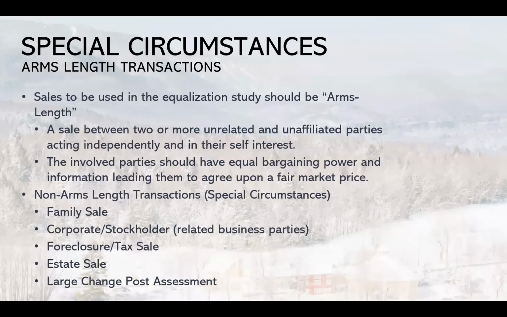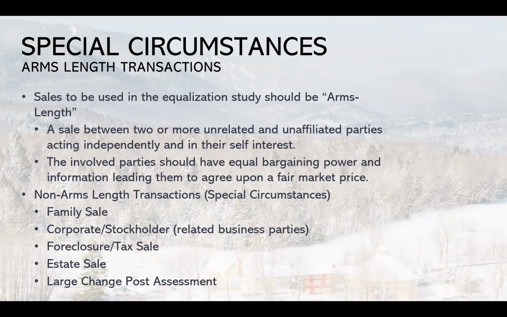So just a little bit about special circumstances. One of your primary jobs as you're validating these sales is to determine if the sale is an arm's length transaction. When we say arm's length, we mean a sale between two or more unrelated and unaffiliated parties that are acting independently and in their own self-interest. The second part is the involved parties should have equal bargaining power and information, leading them to agree upon a fair market price. So that's the only fair thing to compare to your assessed value, right? We want an actual sale that gets to the fair market price because it's arm's length.